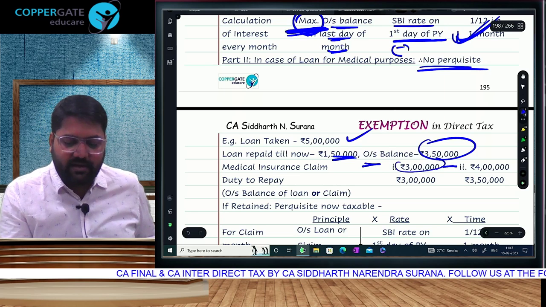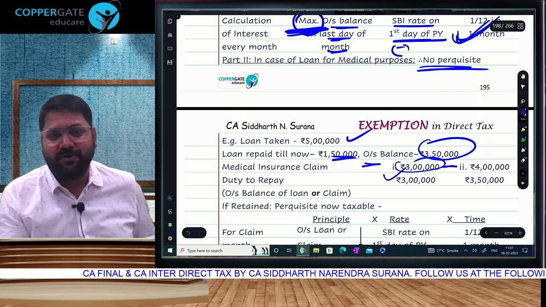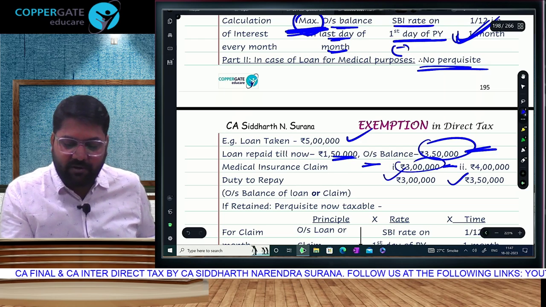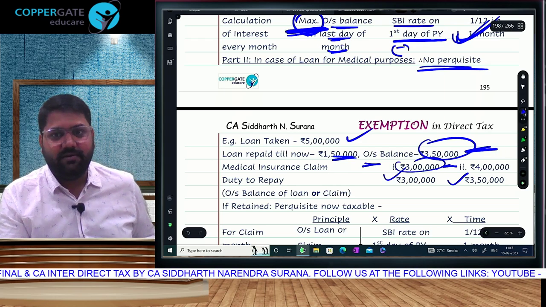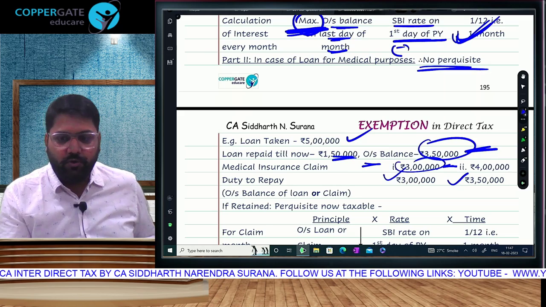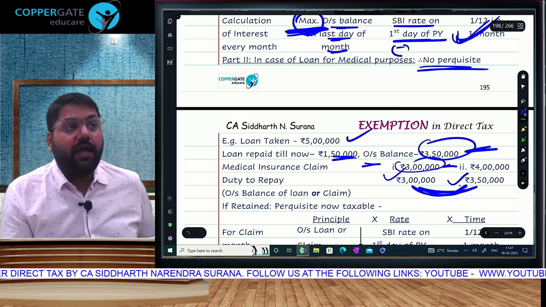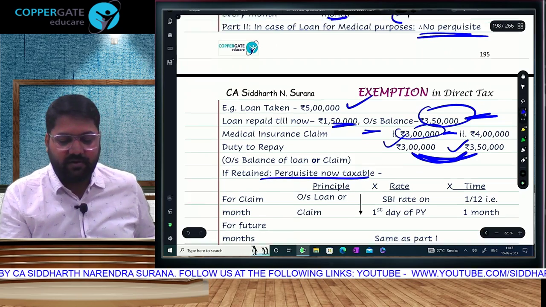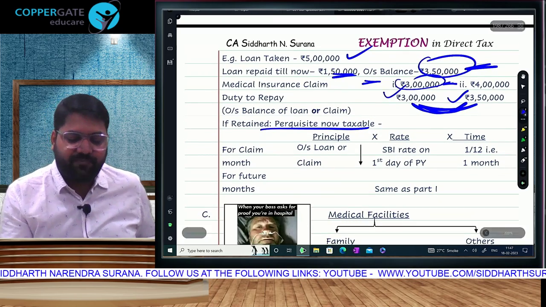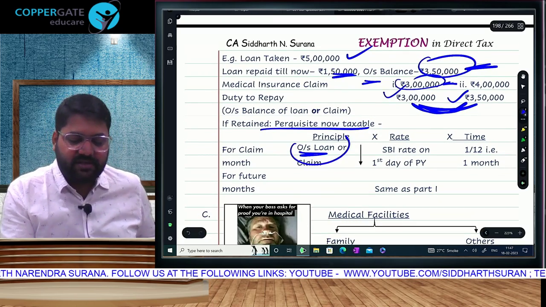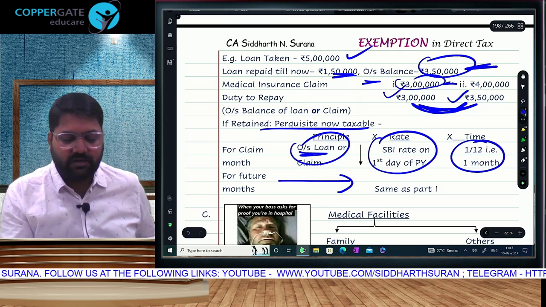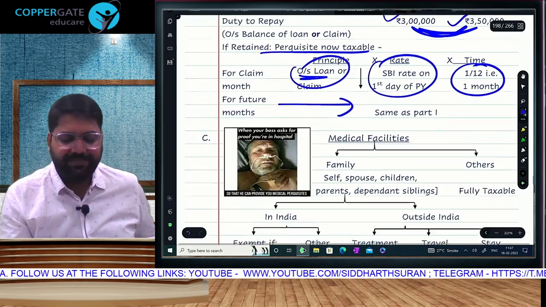If you get 3 lakh, you repay 3 lakh. You can't repay 3.5 lakh because you got only 3 lakh. And if you get 4 lakh, then you repay only 3.5 lakh because the rest you have already repaid. Correct or no? So your duty to repay is whichever is lowest. And if you don't repay this money, then the perquisite will now start getting taxed. For the claim month, we will take the whichever is lowest amount. Rate will be same. This will be monthly. And for future months, same as what we have done in part 1.